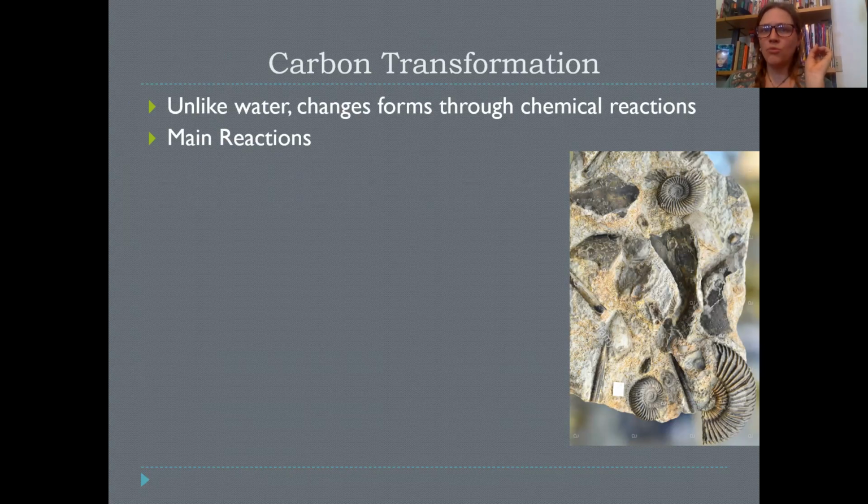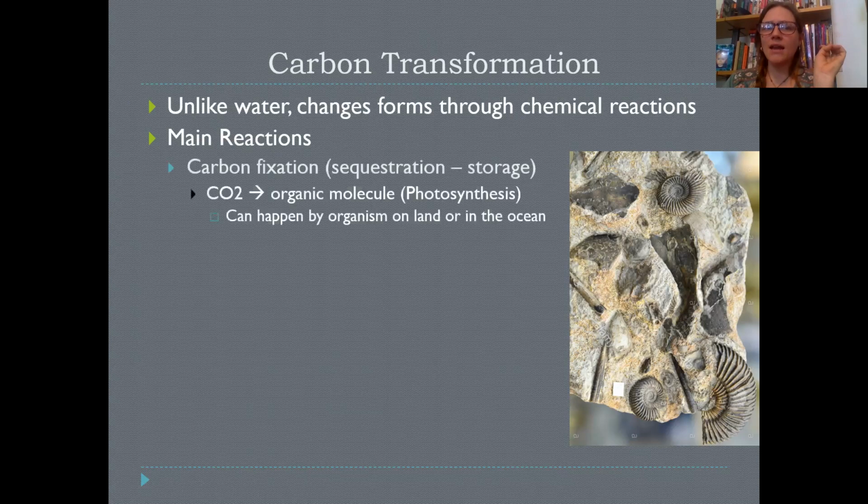That causes it to move from one place to another. And when we think about carbon, we're not just thinking about pure carbon moving around, but we're thinking about these different chemical reactions that are happening with carbon as it's bonding and breaking apart from other atoms. And so a lot of times it's those chemical reactions that are driving the movement of carbon from one place to the other. So some of the main reactions are carbon fixation, which is also sometimes called carbon sequestration.